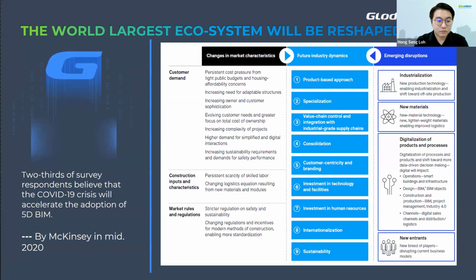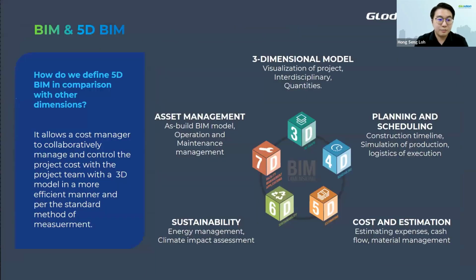So here, BIM and 5D BIM. To summarize, BIM has different types of dimensions, and all these dimensions are actually isolated by themselves. In every dimension, they are different. But today, we are just going to focus on 5D BIM, which is cost and estimation.